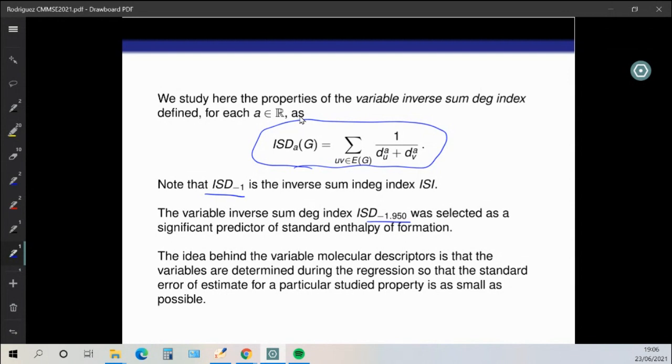We recall that the idea behind a variable molecular descriptor is that the variable is determined during the study in order to obtain that the error of estimate for a studied property is as small as possible. And so we can obtain a better ability in the prediction.